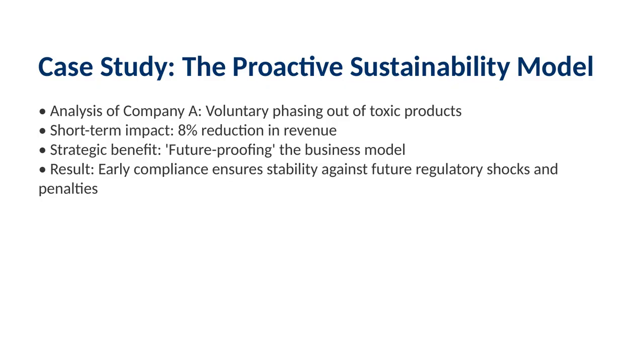First, look at Company A. They took a proactive approach by phasing out toxic products. Yes, it hurt the revenue by 8% initially, but look at the long-term play here. Because they acted early, they've essentially future-proofed their business. As regulations get stricter, Company A is already compliant, meaning they won't face the sudden shocks or heavy penalties that lagging companies will.